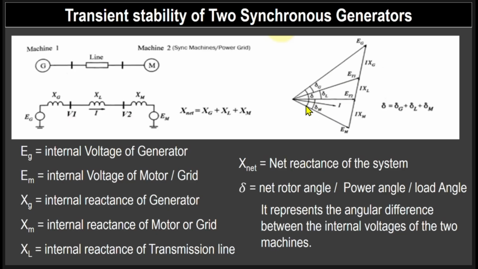And delta is the load angle or rotor angle or power angle, and it represents the angular difference between the internal voltages of the two machines.